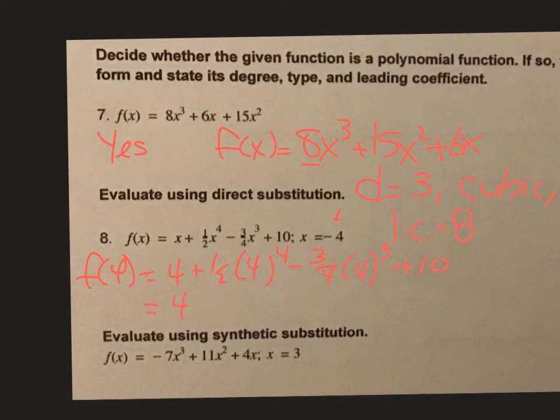4 to the 4th power is 256. Half of that would be 128. That'd be 3 times... it'd be minus, I don't know, I'll put an equal sign there. Minus 16 there. Oops, that's not right. I'm trying to do this in my head. Sorry about that. It'd be minus 48 there, plus 10.